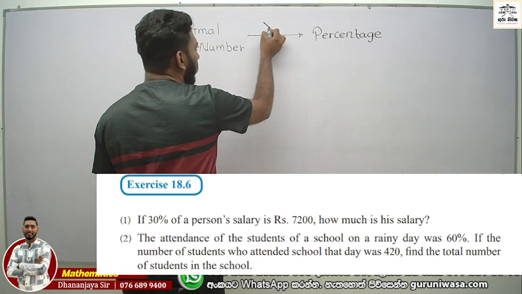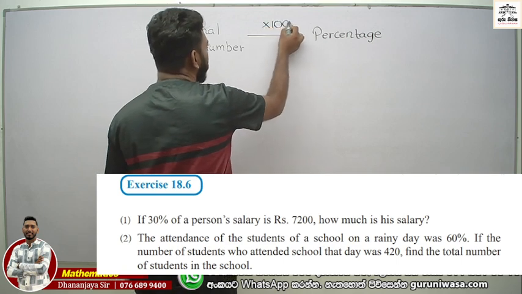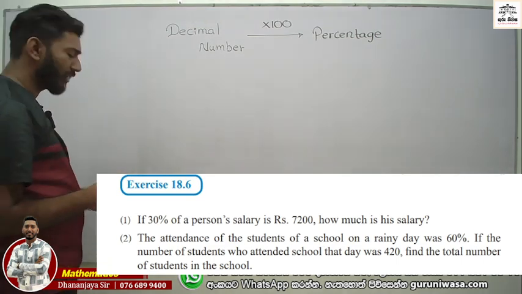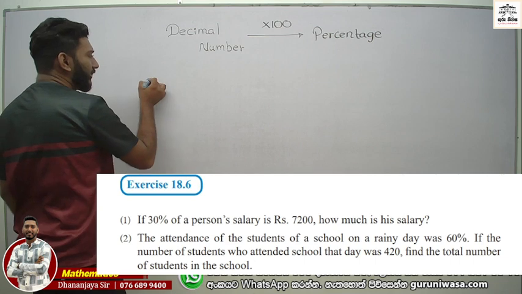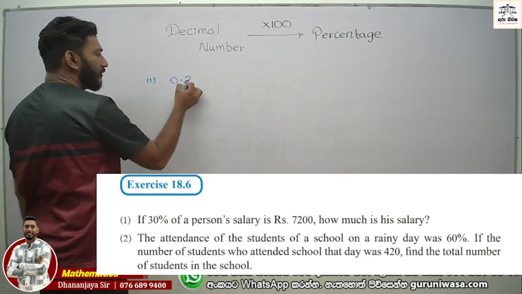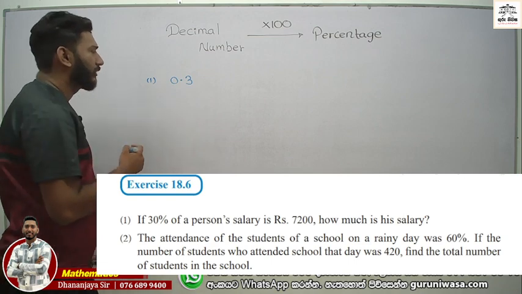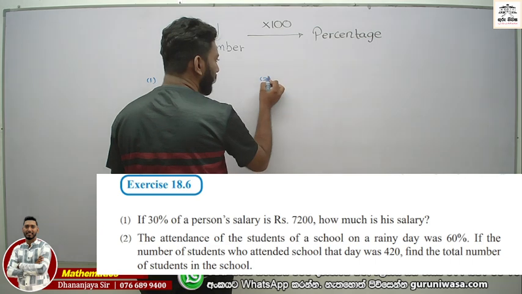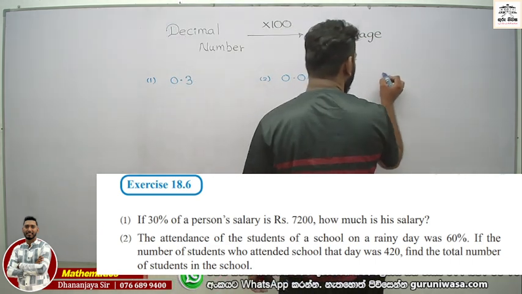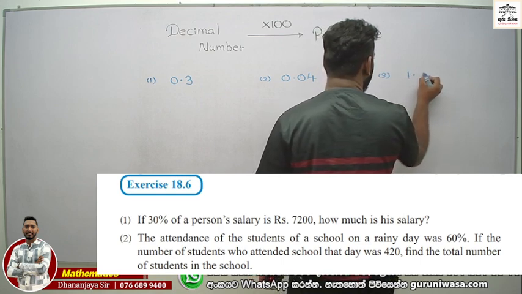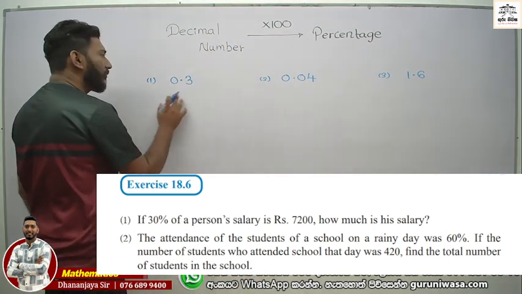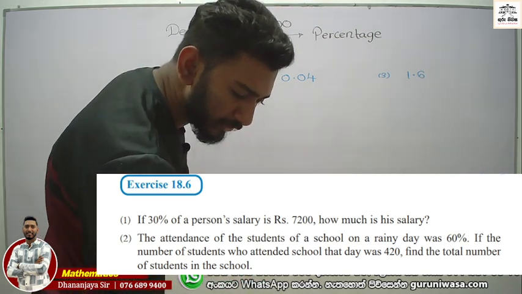Now the method is also multiply by 100. Multiply by 100, right? Look at this example. 0.3. Second one, 0.04. Third one, 1.6. Now tell me, 0.3, how to write as a percentage?